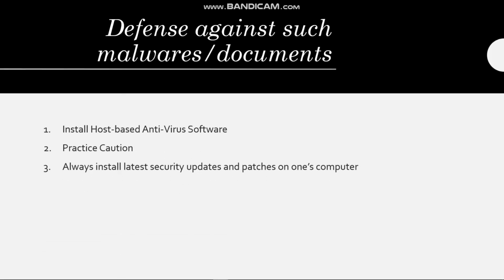So now that we have found out how this malware and the document work, how do we defend against such things? First, we can install host-based antivirus. This means that even if a user downloads a malicious file or executable, the antivirus will detect it and remove it. Also, now that we know of the existence of such malware and documents, we can practice caution by not clicking on every email attachment without double checking it. And last but not least, these malwares leverage vulnerabilities that exist in the system. So by always installing the latest security updates and patches, one can fix those vulnerabilities.